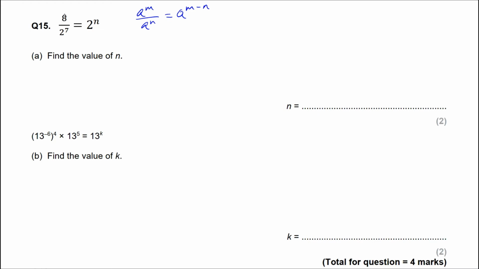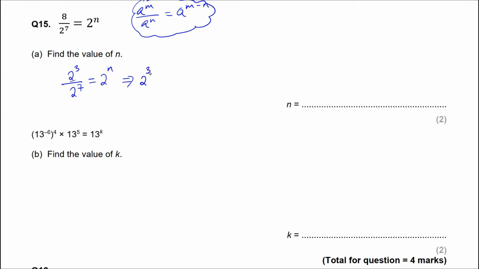But one thing you have to know is that 8 is the same as 2 to the power 3. So we'll have 2 to the power 3 over 2 to the power 7, and this should be equal to 2 to the power n. By applying these laws of indices, we can simplify this. So we'll end up with 2 to the power 3 minus 7 equal to 2 to the power n. So 2 to the power negative 4 will be equal to 2 to the power n. So by inspection, n will be equal to negative 4.